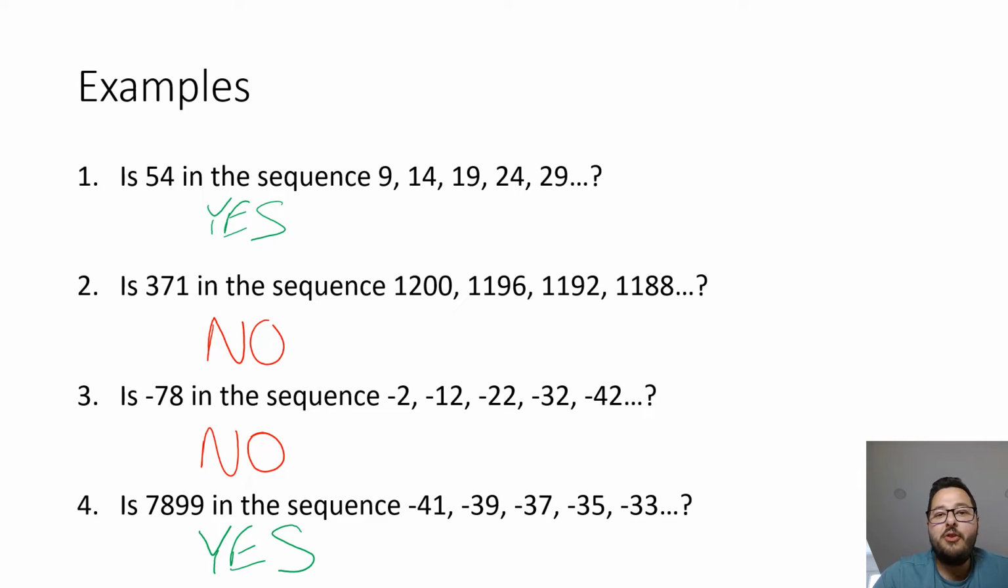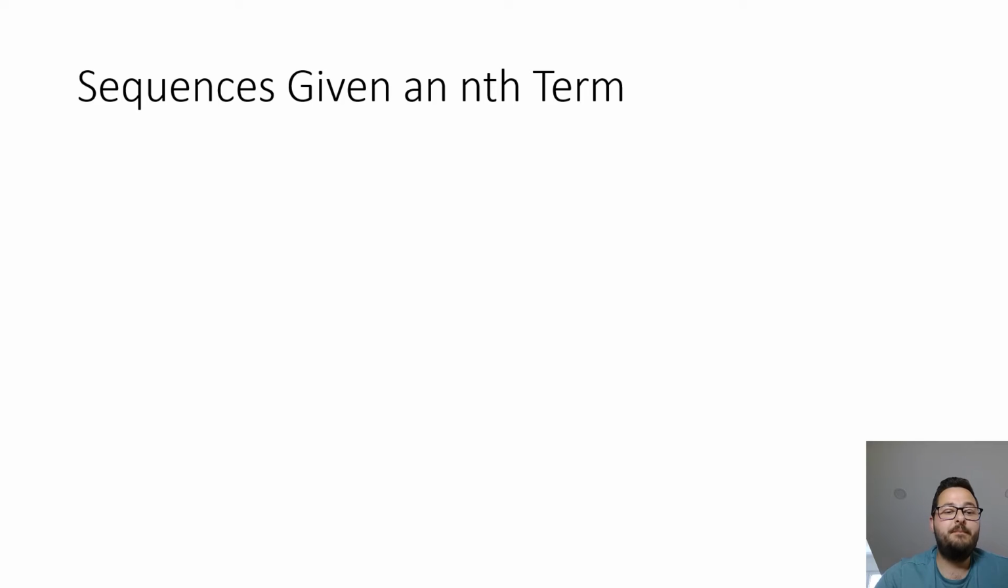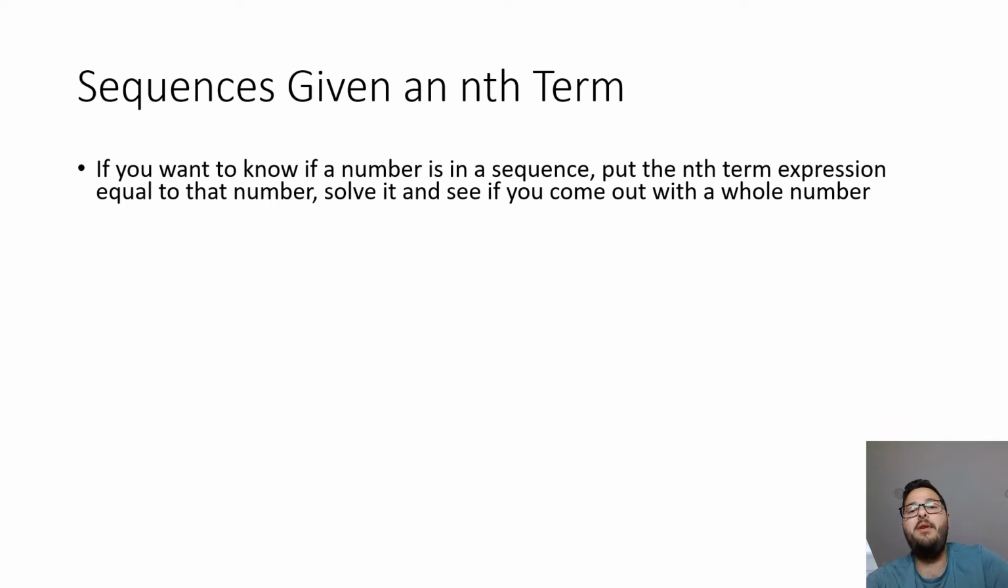So those are the tips and tricks about 5s and 10s, about odds and evens. Now let's look at when we're given the formula. If you want to know if a number is in a sequence, put the nth term expression equal to that number, solve it and see if you come out with a whole number.